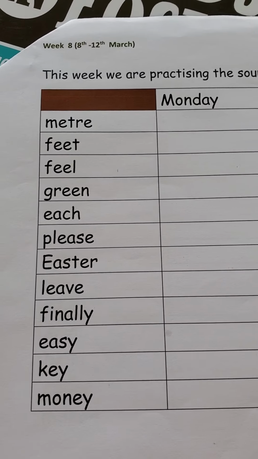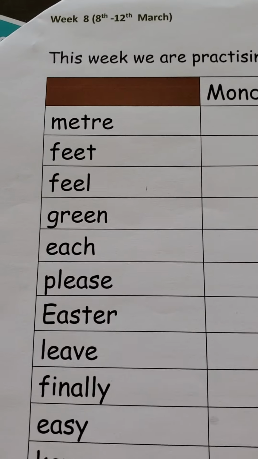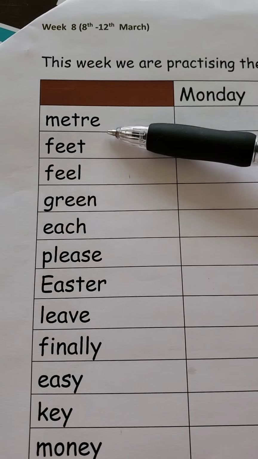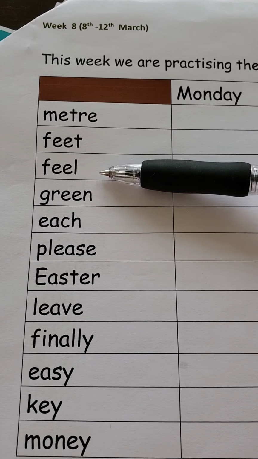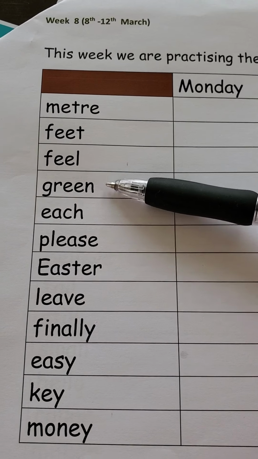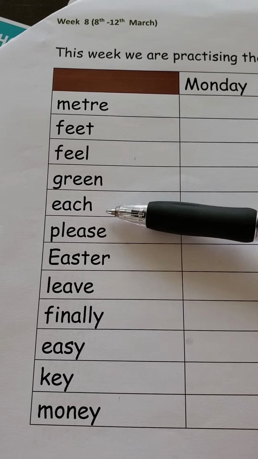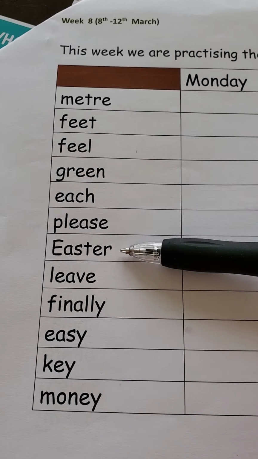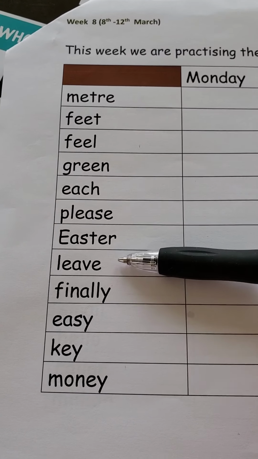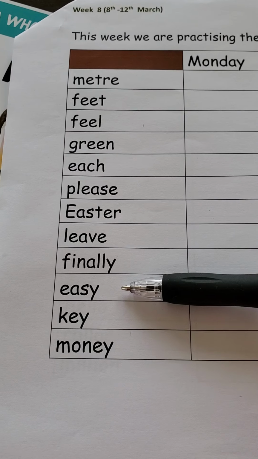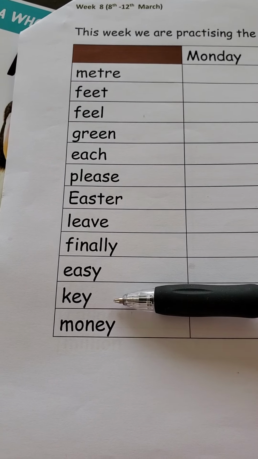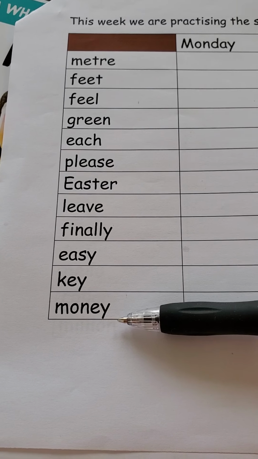And as we know for our spellings, we are looking this week at the E sound, which is made in many different ways. So let's look at our words. Meter, feet, feel, green, each, please, Easter, leave, finally, easy, key, money.